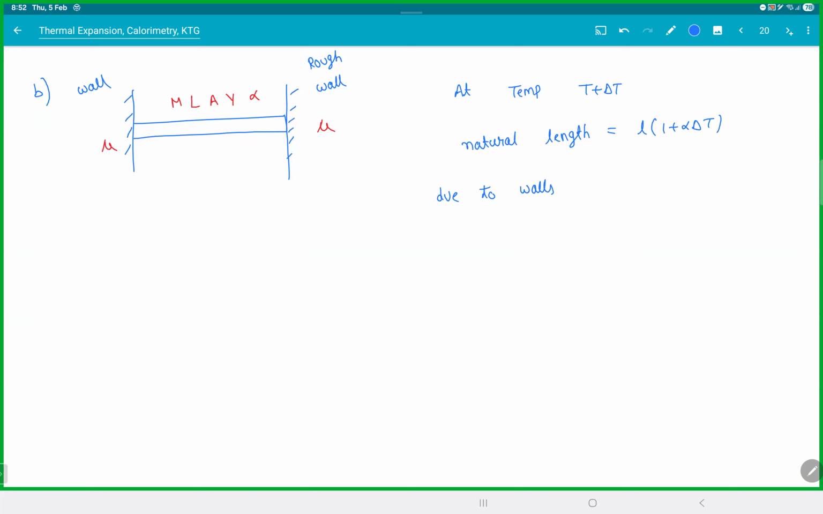I said I'll make your salary 1.2 and I'm giving you 1. Due to walls, the length remains L. The rod will not think, okay, I'm initially L, now I'm L. Rod will think I'm supposed to be L into 1 plus alpha delta T, but for some reason, I couldn't expand. Therefore, rod will feel it got compressed.